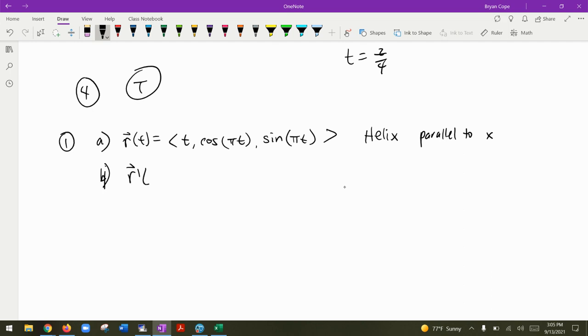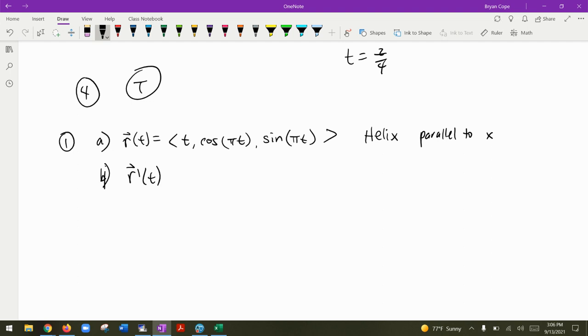R prime of t. Hamza, is he here? No. So Hamza and Gretchen are actually absent. Are they the only two actually absent? We should have 3 missing seats then. 1 missing seat, 2, 3. Yeah, okay, so they're the only 2 that are gone.